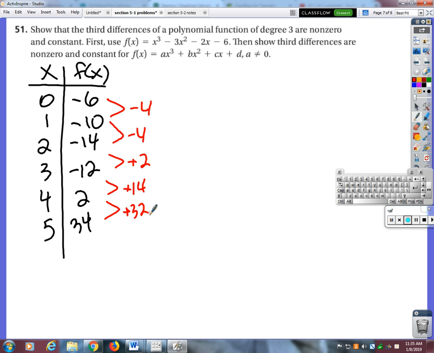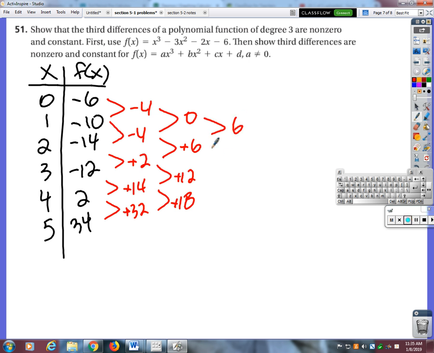Okay, those are our first differences. Those are not all the same because it's not linear. Let's look at the second differences. What's negative 4 to negative 4? 0. How about negative 4 to 2? Plus 6. And then 2 to 14, plus 12. And 14 to 32 is plus 18. Those are also not all the same, which is good because this is a cubic, not a quadratic, okay?